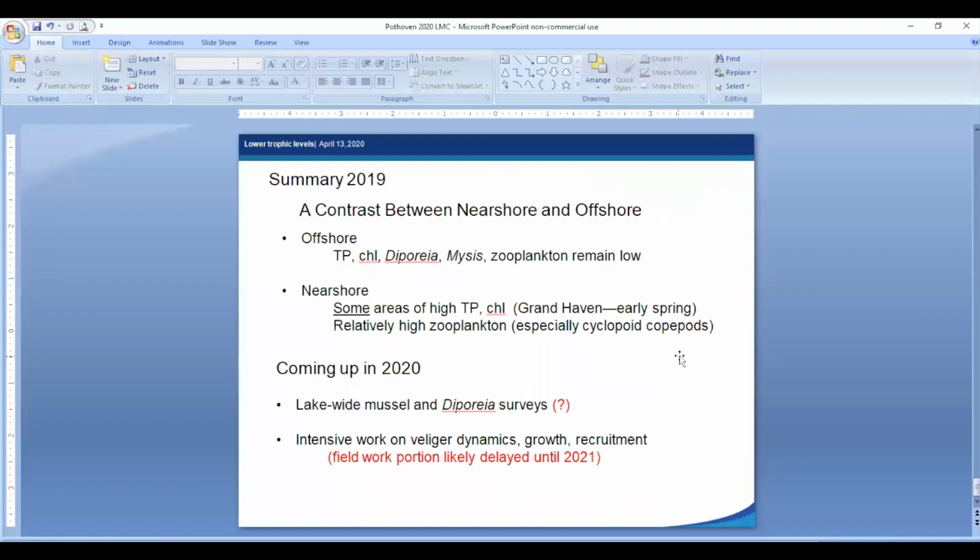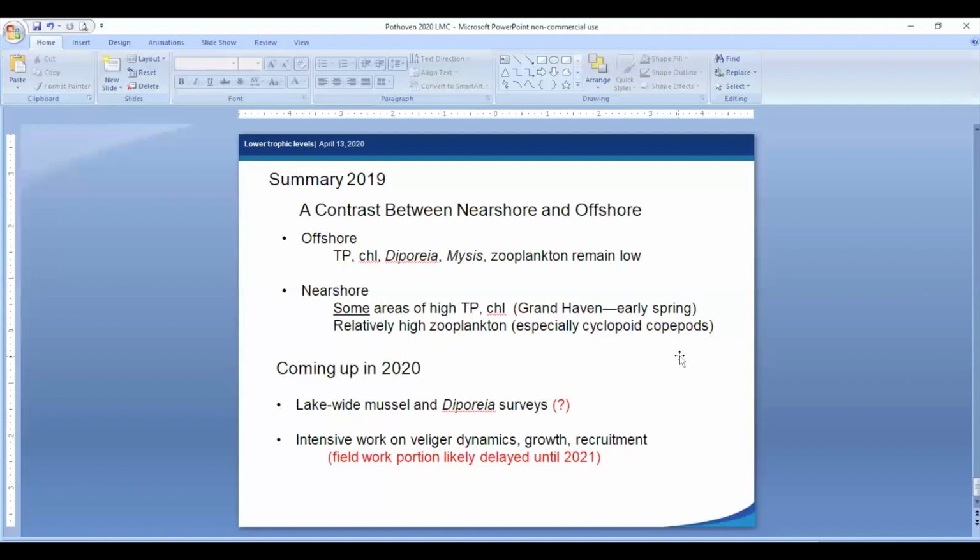So just to summarize, I think 2019 was a real contrast between the nearshore and the offshore. In the offshore, it seemed to be status quo. The total phosphorus and the chlorophyll in the spring just didn't really change. Diporeia remained low or even continued to decline. Mysis remained low and haven't responded to the low fish numbers. And zooplankton remain low and for the most part reflect an oligotrophic community.